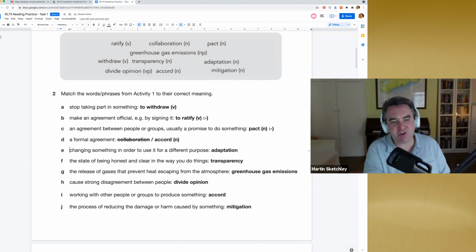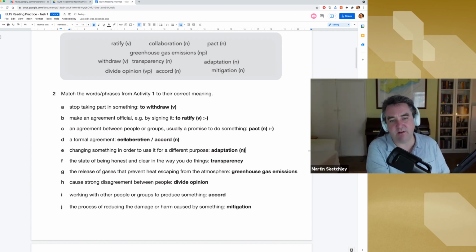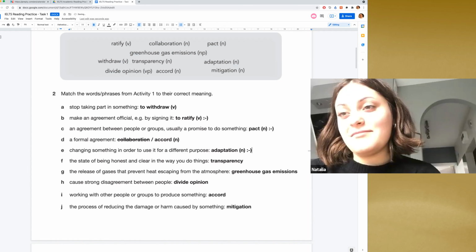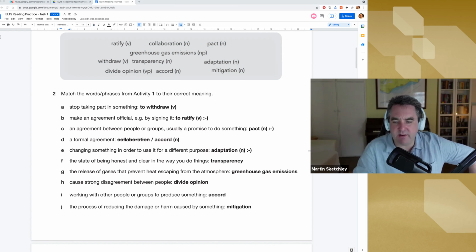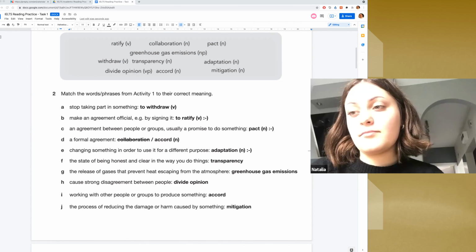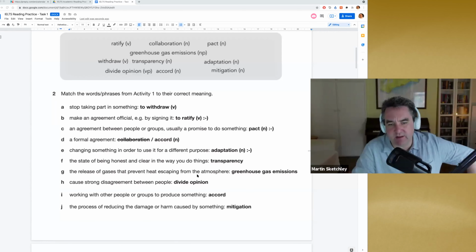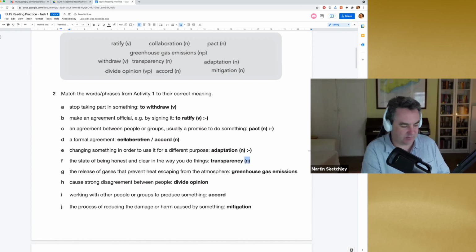All right. Changing something in order to use it for a different purpose. You said adaptation. Yeah, and this one I wasn't sure, but that's correct. It's a noun, and I agree. Transparency, the state of being honest and clear in the way you do things. Let's have a look. Transparency, noun. Yep, I agree. So that's good.